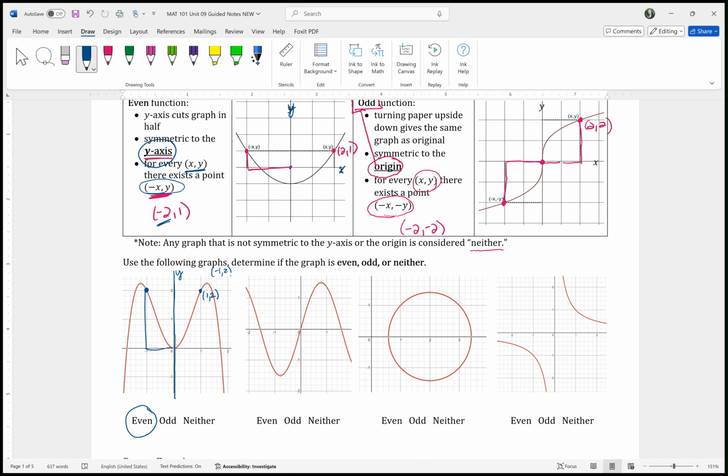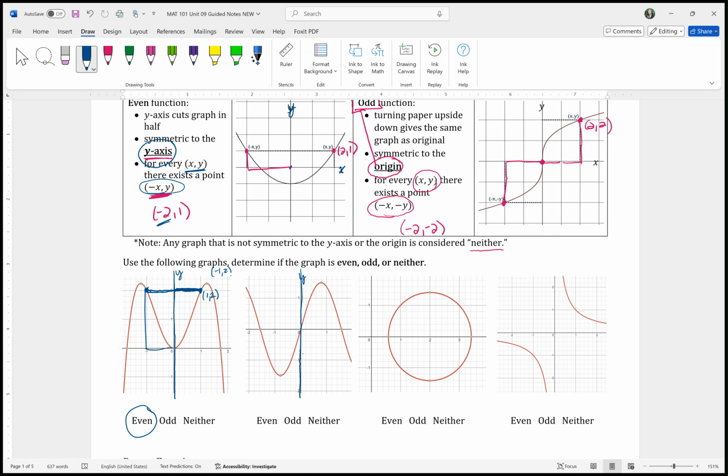One other thing: if you have a point here, you should be able to go straight across, literally horizontally, and find the other point at the same distance. The same distance here should be the same distance here, okay? Because that's going to give you that negative x value. All right, let's look at our next one. Here's our y-axis. If I draw a line down through here, does my right side reflect the left side, or vice versa?